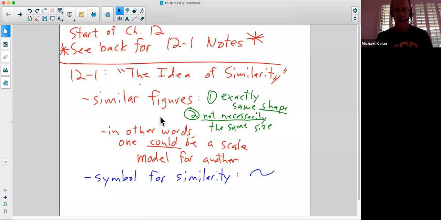And the symbol for that is kind of the wavy sign. Now, interesting, think about this as compared to the congruent sign, which is the similarity sign with the equals underneath it. Interesting, huh? Food for thought.